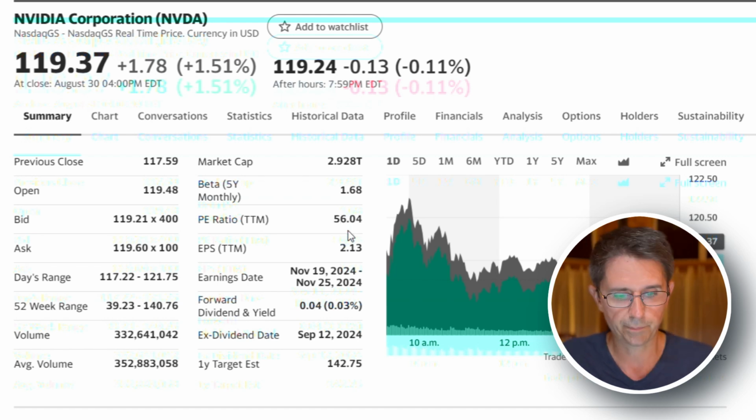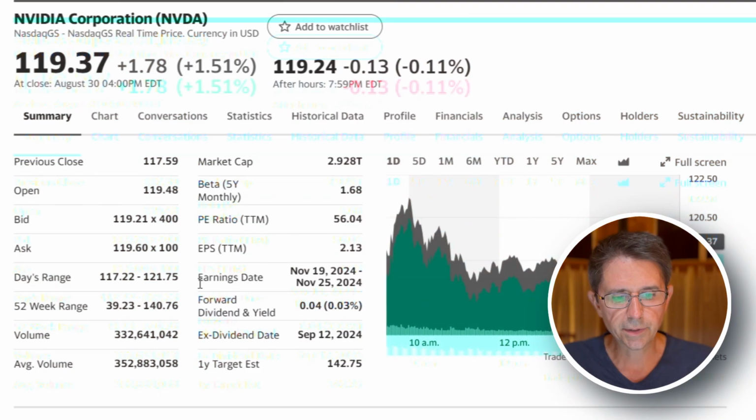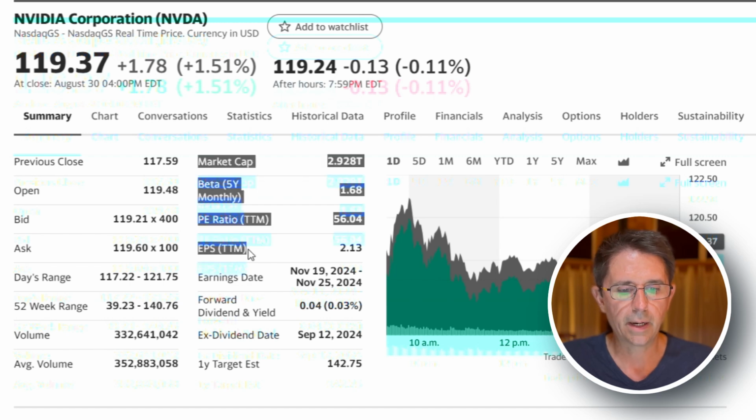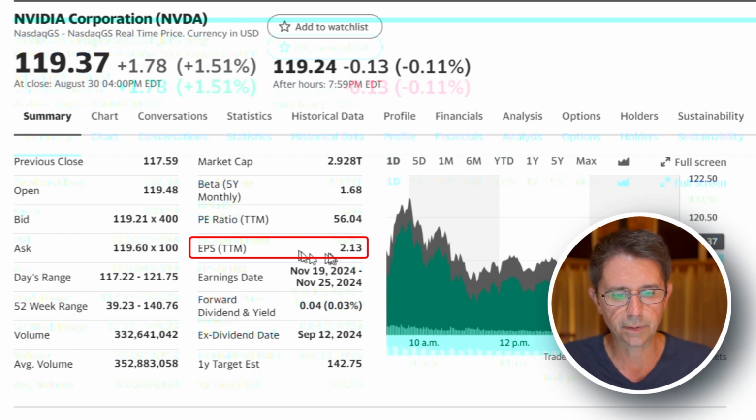Whether they will or not, who knows? But that's what that is. So the lower the PE ratio basically means the cheaper the stock is. The next earnings date, just to recap, earnings per share is really just the amount of net income that the company has divided by the number of shares outstanding, and then that's how much money they earn on a per share basis. So in this case, $2.13.